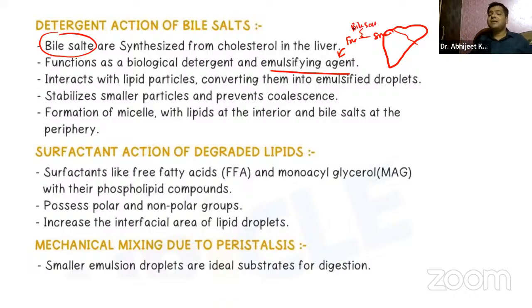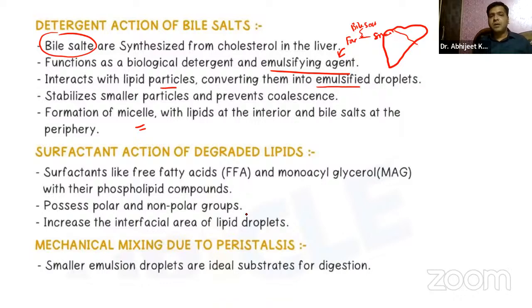So bile salts are acting as an agent, as a helper over here, for the conversion from large to small molecules. Now they interact with the lipid particles, converting them into emulsified droplets, right? Now they also help in the formation of micelles, guys. That is something you have to remember over here. Now, surfactant action of degraded lipids.